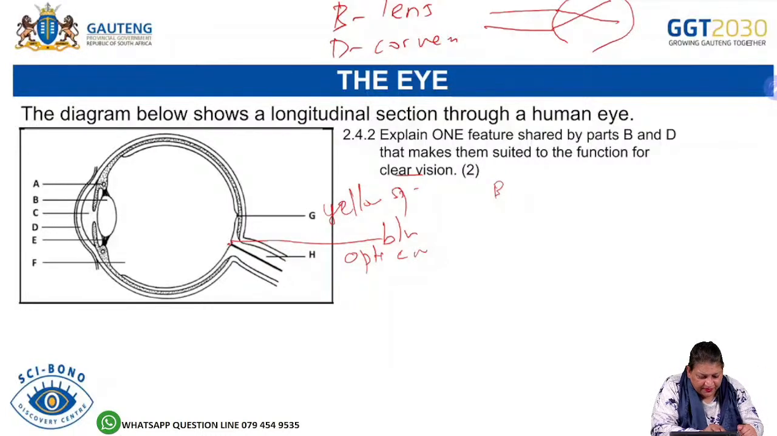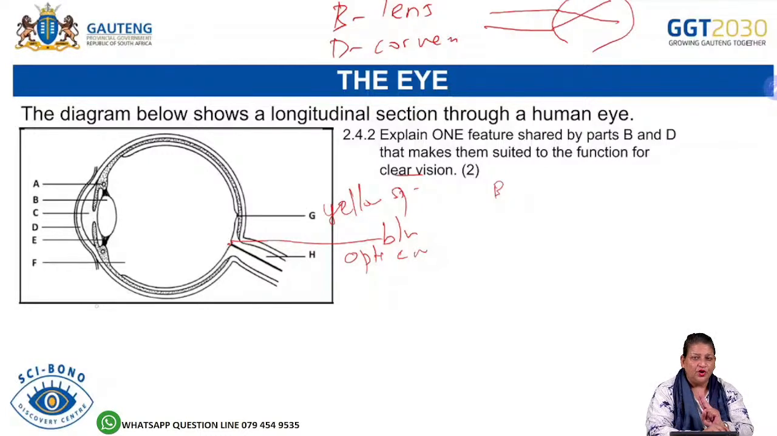Although it's coming from the tough white sclera, my sclera does not extend in front to be white. It extends in front to be transparent. So my cornea is transparent and even my lens is transparent. So I said one feature, I got two.